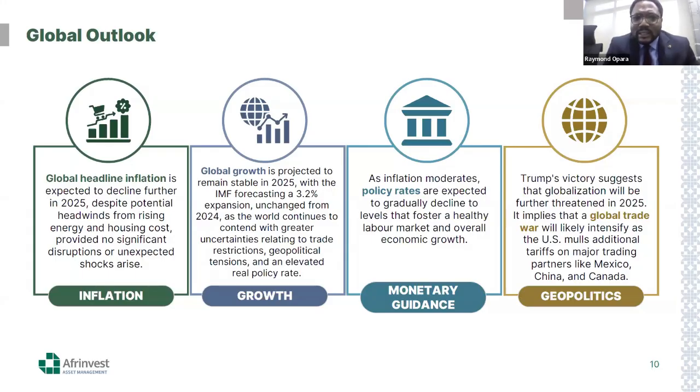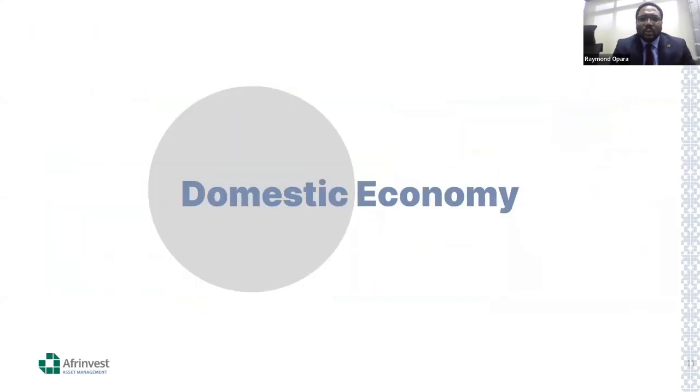And last but not the least, we're taking a look at geopolitics. We understand that Trump's victory may suggest that globalization may be further threatened in 2025, because Trump is very big on additional tariffs, and we might see that intensification on major trading partners like Mexico, China, and Canada. That brings us to the end of the global market.